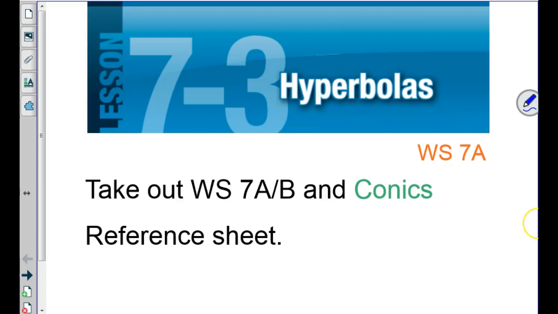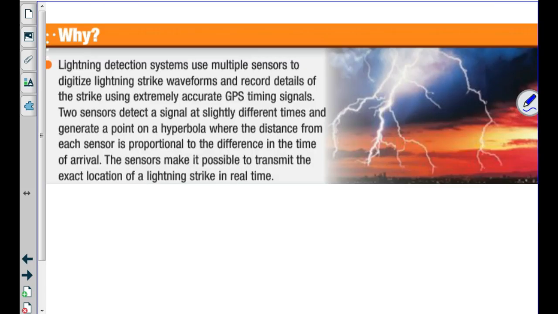We get to do hyperbolas today. I'm going to pretend it's a great privilege, because they're probably the trickiest ones for students since there's a lot of stuff going on. The use for these, it talks about lightning detection, using multiple sensors to digitize lightning strike waveforms and record details.